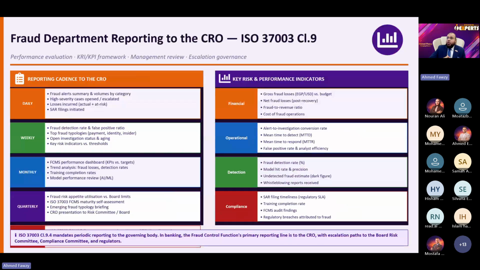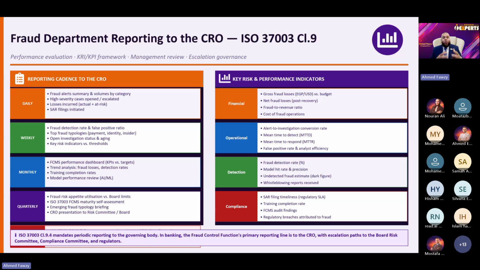For fraud reporting, when we speak about the fraud department that is reporting to the CRO, we recommend having some sort of daily activities, like the SAR filings initiated, the losses incurred if any issue happened inside this organization, what is the current level of risk, the severity of the incidents, the high severity cases opened and escalated, and the amount of fraud alerts that we got across the days.